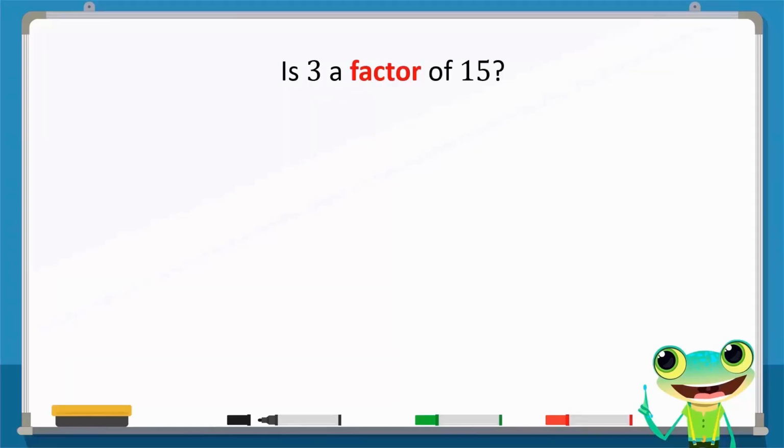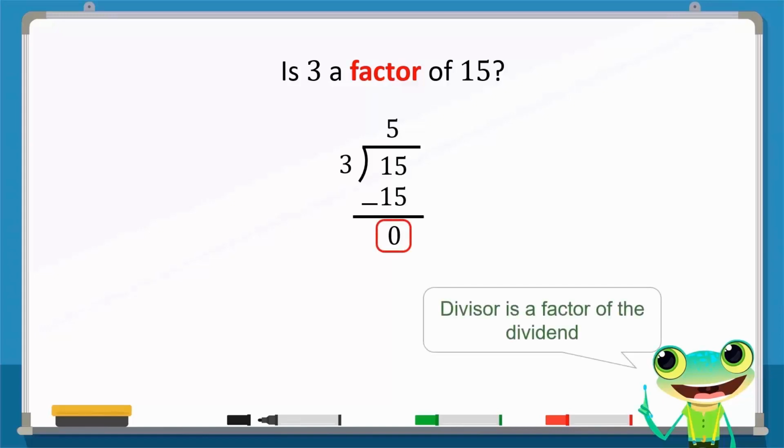Is 3 a factor of 15? To know if 3 is a factor of 15, we simply divide 15 by 3 and find out if the remainder is 0 or not. Here, 3 divides 15 completely, with the quotient as 5 and the remainder as 0. So, this tells us that after division, if the remainder is 0, the divisor is a factor of the dividend. In this example, we can say that 3 is a factor of 15 because 3 divides 15 completely.